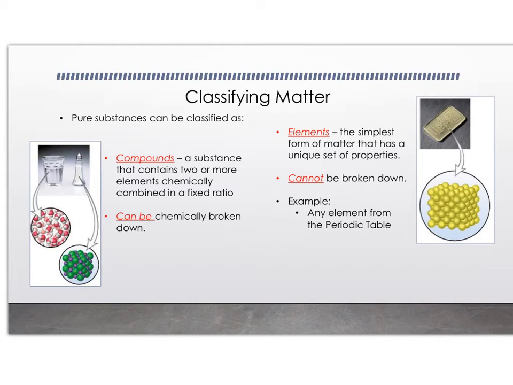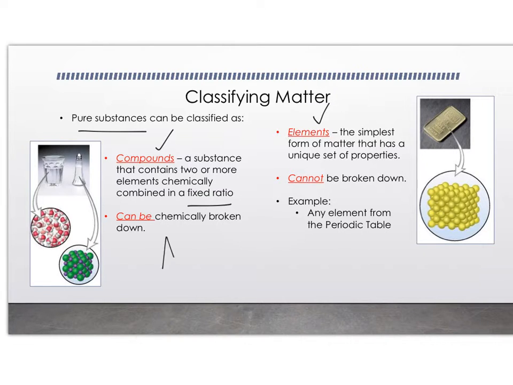So as I said before, matter can be broken down into either pure substances or mixtures. Pure substances are then identified as either a compound or an element. These are just the definitions of the different classifications of matter, where compounds are a substance that contains two or more elements chemically combined in a fixed ratio.